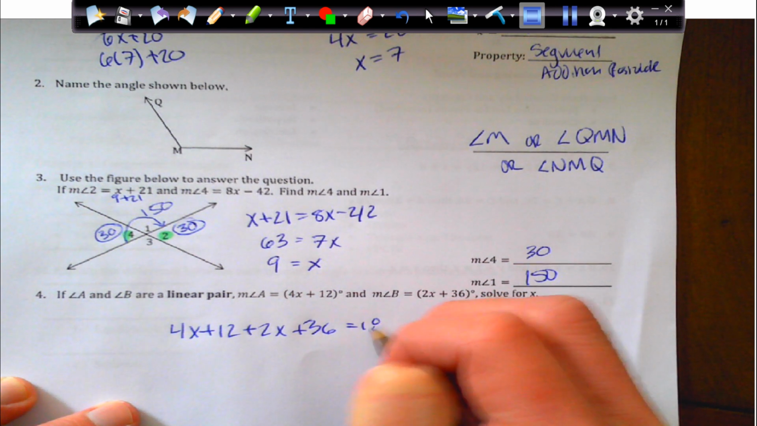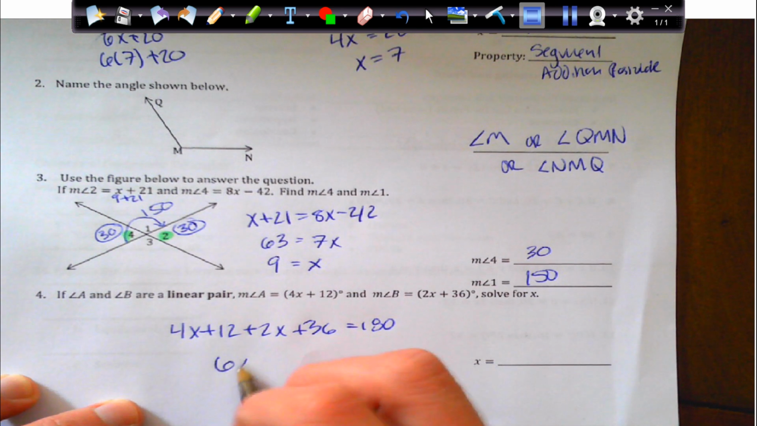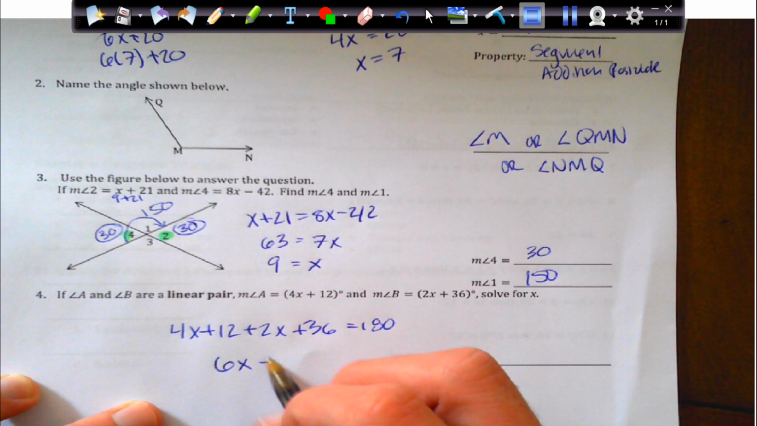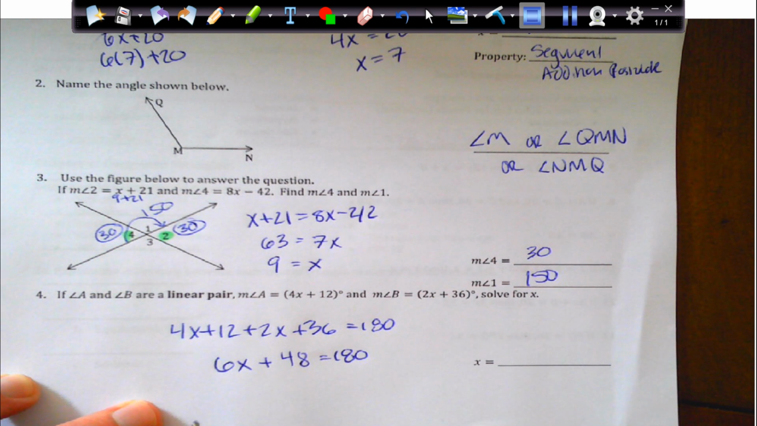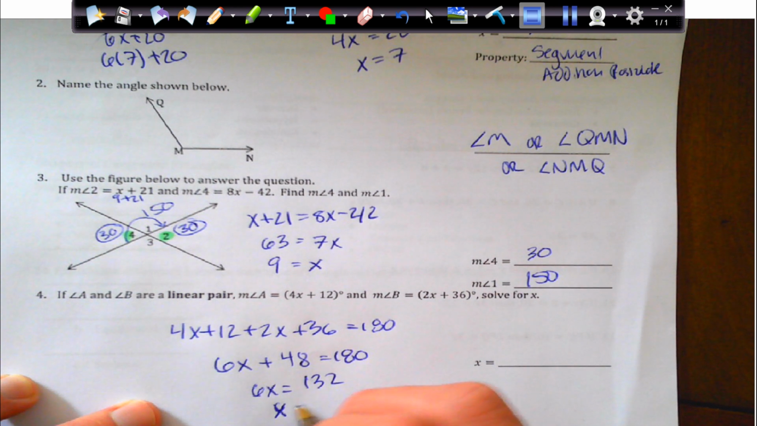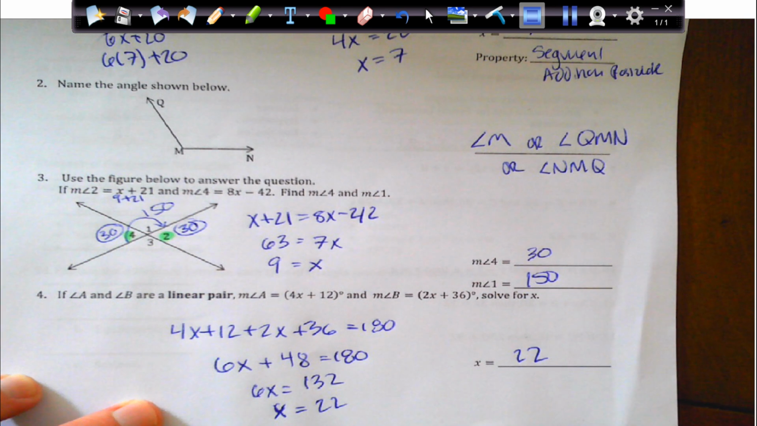Note card, what is on my note card? Okay, 4x plus 2x is 6x. 12 and 36 is 48 equals 180. And we're going to subtract 48 from both sides. And I'm just double checking, that's 132. Divide by 6 on both sides. And you get 22. Now that's x. All right, number 4 out the door.